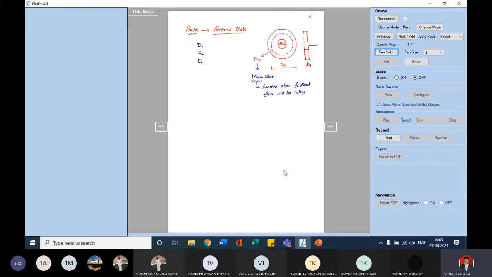At the same time, you will be trying to find the force. How much force is applied? How much force is required for engagement or disengagement of the clutch? This force will be transmitted to the hydraulic system, so that for the disengagement of the clutch, so much force will be applied. Based on this force, the entire lever or hydraulic system will be designed.